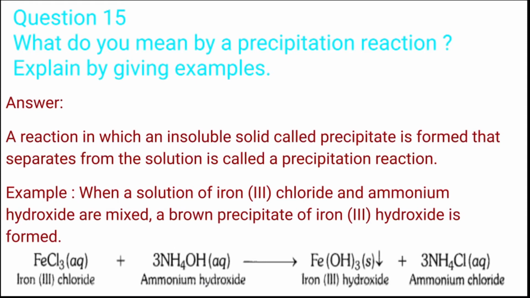Equation is FeCl3 plus 3NH4OH gives Fe(OH) thrice, that is the precipitate formed, plus 3NH4Cl. NH4Cl will remain in the solution, whereas Fe(OH) thrice, that is iron 3 hydroxide, will precipitate out. Let's move on to the next question. Question number 16.